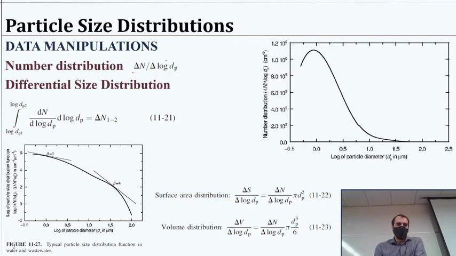another way to express just the number would be dN, or the difference in N, for the difference in log of dp. So if we take this plot here, for example, this is the log of that size distribution function per the log of the diameter of the particle.